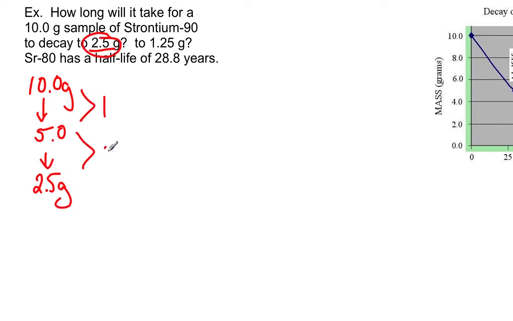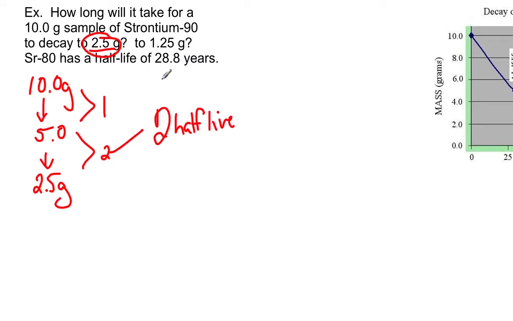Let's pretend here that we don't have the graph handy, that we just have to use some basic math. So how long will it take for a 10-gram sample of strontium to decay? So here's what you should do. Just write down 10.0 grams. You want to get all the way down to 2.5. So how many times do you have to divide it by 2 to get to that point? So 10 divided by 2 is 5. Divided by 2, 2.5. And there we are. We got it. One time, two times. We had to divide it by 2 two times. That means two half-lives have to go by.